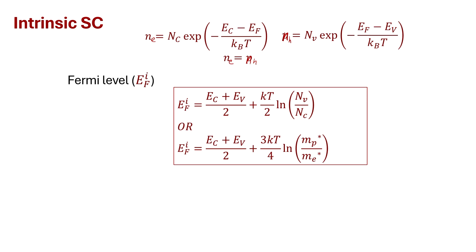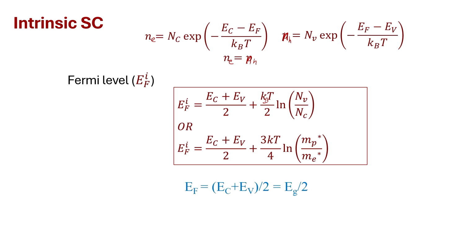we can also determine what is the Fermi level for an intrinsic semiconductor. Let us say the intrinsic semiconductor's Fermi level is EFI. By equating these two, I can get the value of EFI, which is equal to Ec plus Ev divided by 2 plus Kbt divided by 2 into ln of Nv divided by Nc, or you can write this in terms of effective masses, because the only term that is different between the two is effective masses.